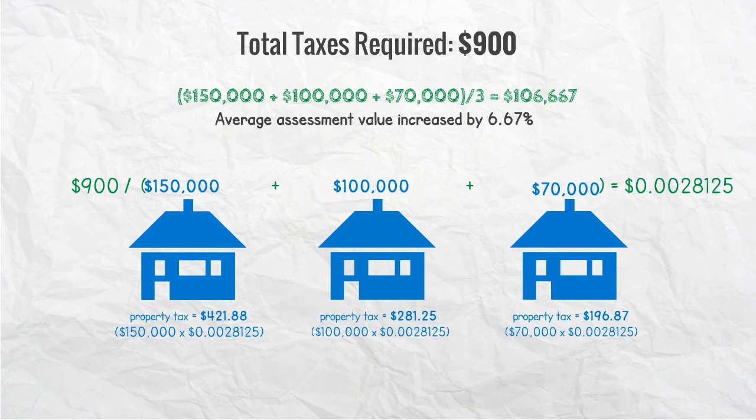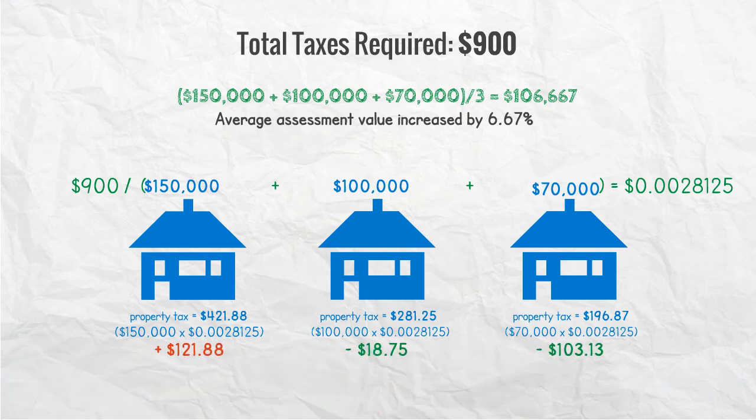The town still collects the $900 needed to operate for the year, but compared to year number 1, each house will pay a difference of plus $121.88 for house number 1, minus $18.75 for house number 2, and minus $103.13 for house number 3.